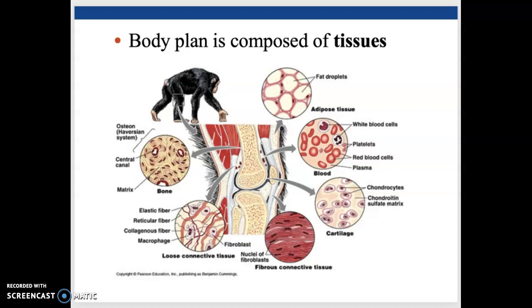So think about our body and how many different tissue types we have in it. You have your skin, your bone, your hair, your blood, your cartilage, your connective tissue, all sorts of diversity within the tissue types of animals. And they're specialized. That's the big key thing there.